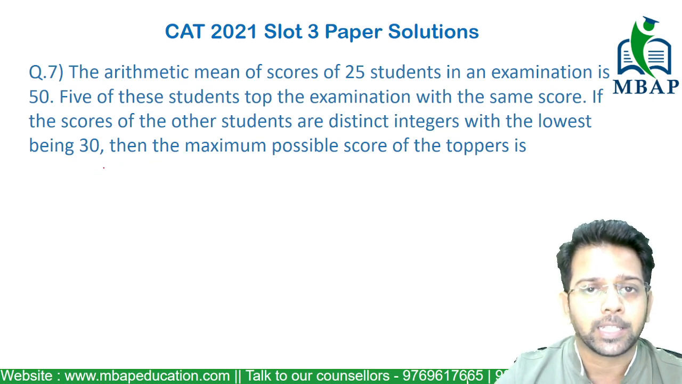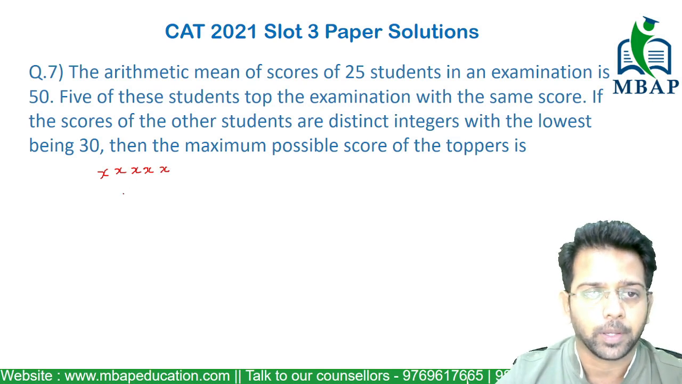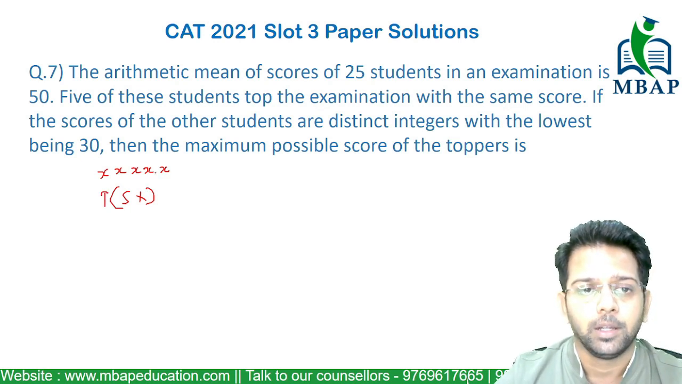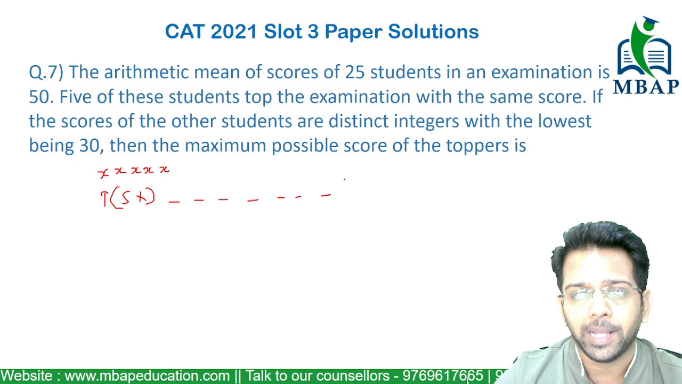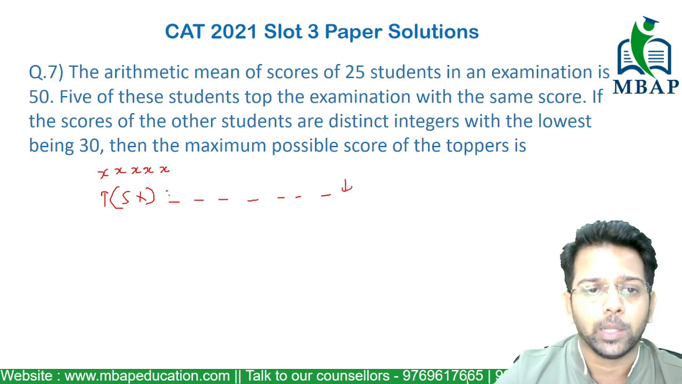Okay, let's assume the 5 of them who top the examination have the same score, which is X, X, X, X, X, which is basically 5x. And you want to do what? You want to maximize this. If you want to maximize this, then the other 20 numbers should be as minimum as possible, with the lowest being 30 and all of them being distinct.